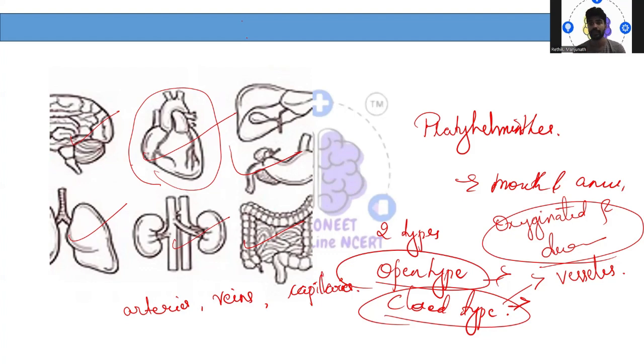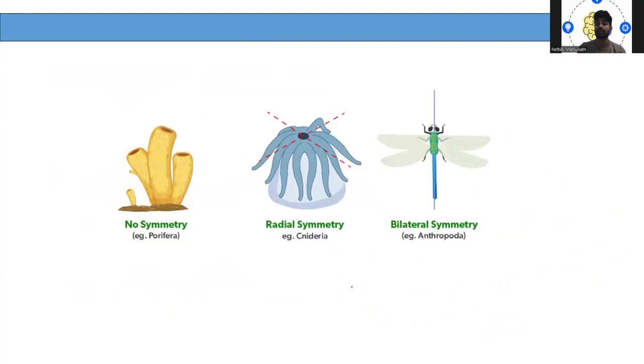About the circulatory system, I'll explain more when we have the chapter called blood and its circulation. So this is all about body level of organization. Next we have symmetry. In your textbook, a crab is given as an example. Coming to symmetry, we have no symmetry, or asymmetry.